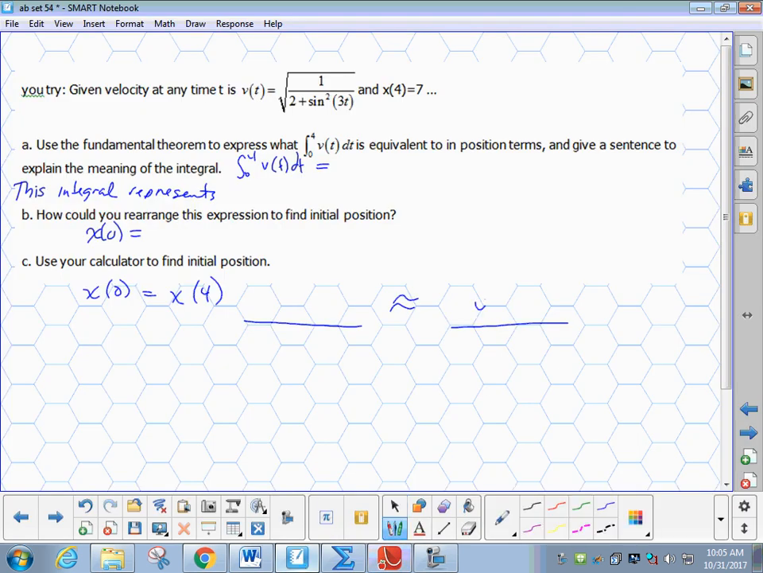Okay, let's go over what the heck as well. If you use the fundamental theorem to express the equivalent form of that, what is it the same as? Antiderivative at upper minus lower. What is the antiderivative of velocity? Position. Whether you called it P, or no, they called it X right there, so you should be using X. It's X at 4 minus X at 0.